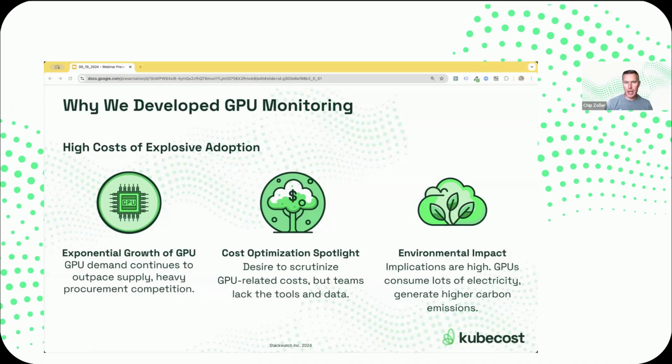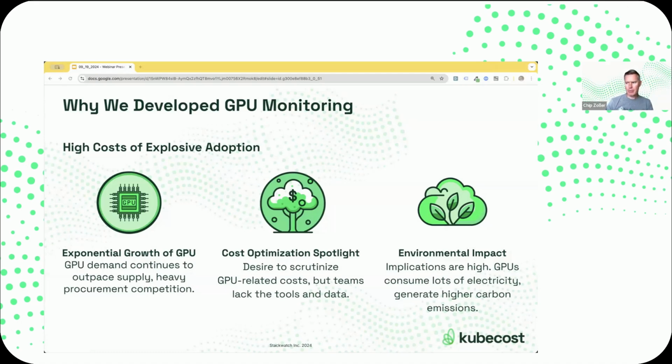I need to justify. You told me as an organization that we needed to spend $1 million on GPUs for our AI initiative. Prove to me that we're getting our money's worth. So being able to cost optimize and understand this is what we have, this is where they're going, this is how effectively they're being used is mission critical.